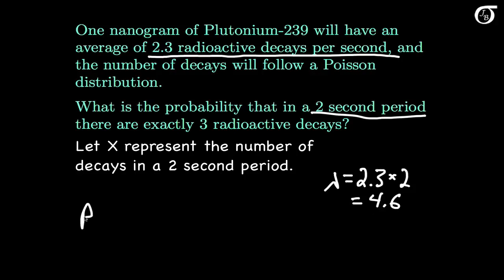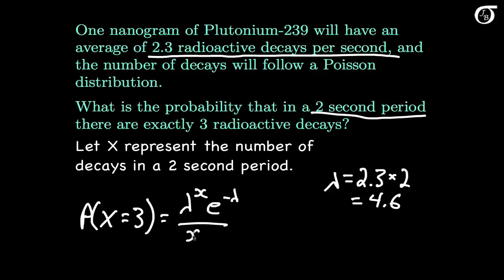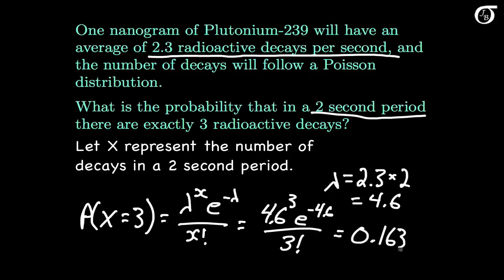We want to find the probability that the random variable x takes on the value 3. And the Poisson probability mass function is lambda to the x times e to the minus lambda over x factorial. And here that's going to be 4.6 raised to the third power times e to the minus 4.6 divided by 3 factorial. And if we work that out on a calculator or computer, we'd see that's equal to 0.163 when rounded to 3 decimal places. So that is the probability of getting exactly 3 radioactive decays in a 2-second period.